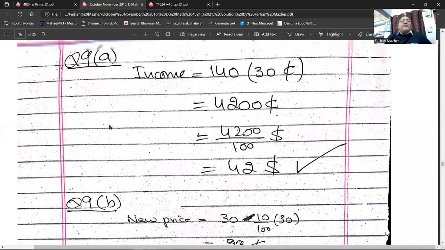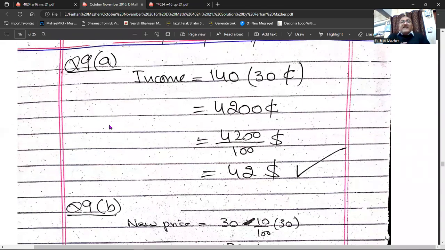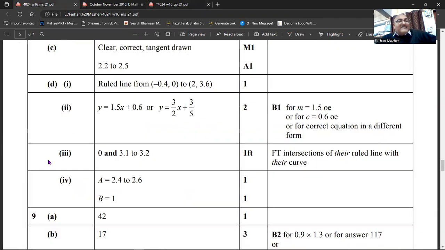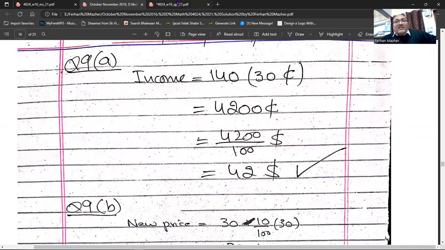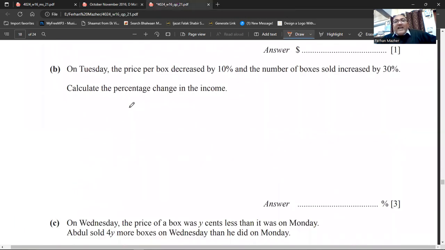So the income will be equal to 140 multiplied by 30 cents. That will be 4,200 cents, and divided by 100 to convert the cents into dollars, you will get $42. So $42 is the income. $42 is the right answer, sir. Okay. Question number 9, part B.